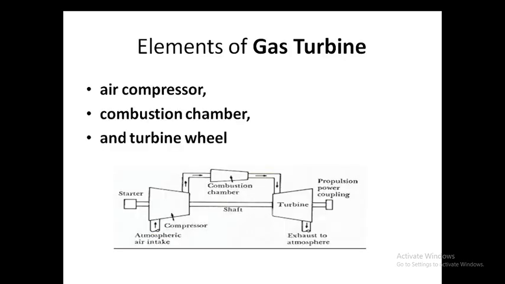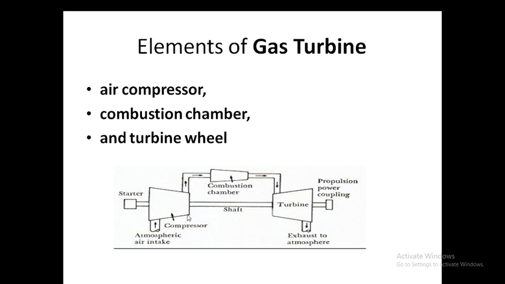I am going to explain this in this diagram. In this slide you can see the three main components of the gas turbine. The first component is the air compressor, the second is the combustion chamber, and the third is the turbine wheel. Here is the compressor, into which atmospheric air comes, and this compressor is initially started by a starter, like the battery provided in our two-wheeler. We use this starter to start the compressor for the first time.